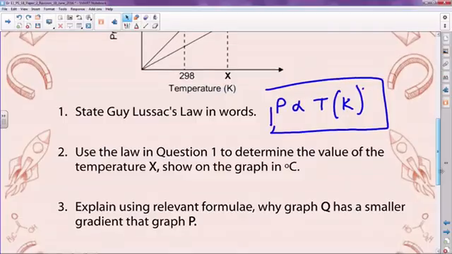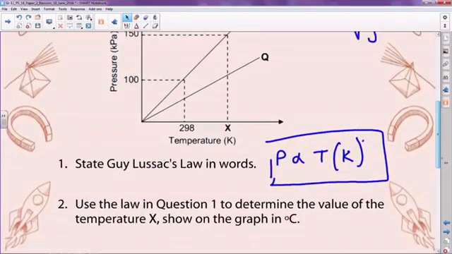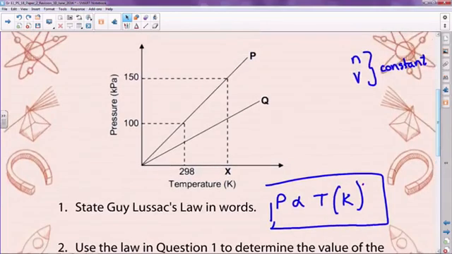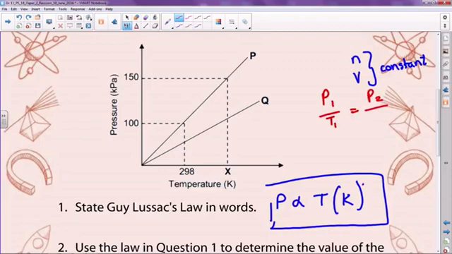It says here, number 2, use the law in question 1 to determine the value of the temperature X shown on the graph in degrees Celsius. So we're going to work it out, then we're going to have to write on the graph what it actually is. So what is the law? Because I'm going to give you a minute to work it out. You are going to use this: P1 over T1 equals P2 over T2 to do the calculation. Remember my temperature here is in Kelvin. We have to convert it back to degrees Celsius. So your minute to calculate this starts now.